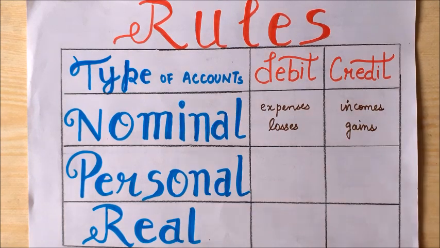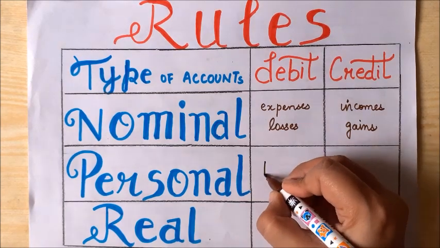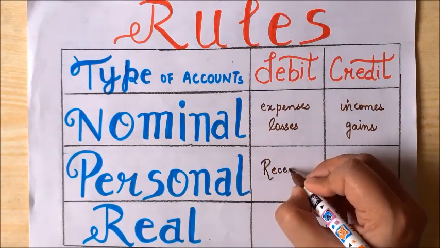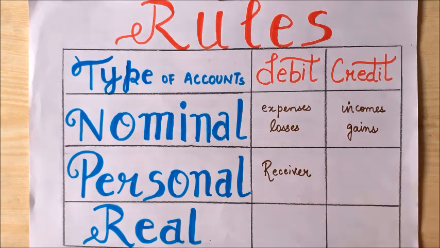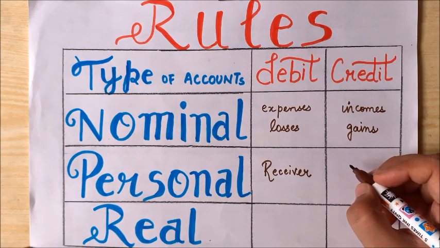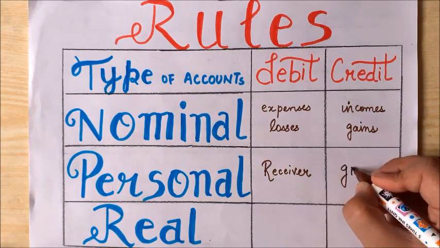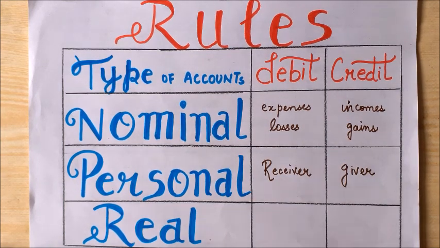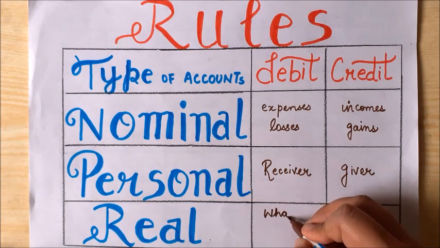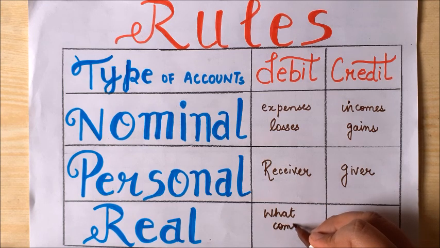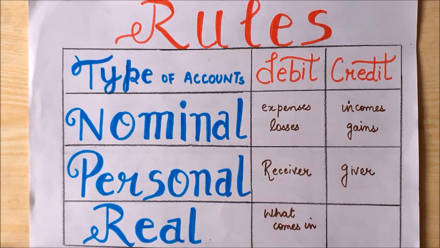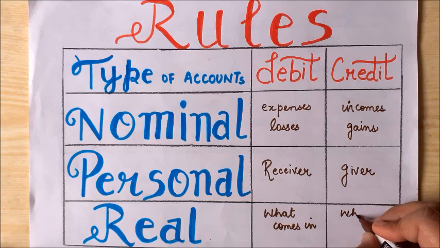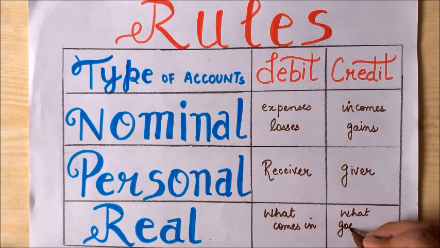Personal account, remember, includes the persons. So in case of personal account, we will debit the receiver and we will credit the giver. In case of real account, it includes the properties of business. So we will debit what comes in and we will credit what goes out of the business.